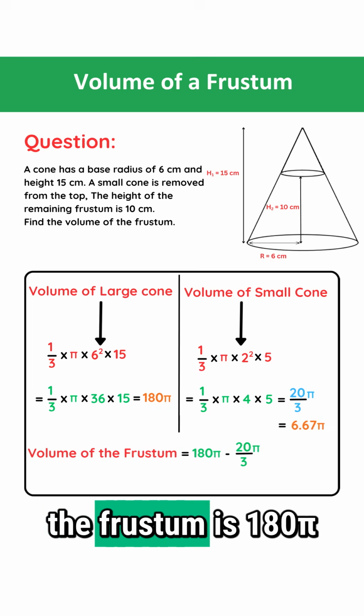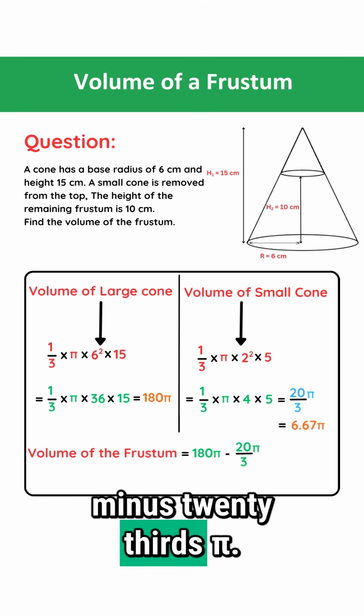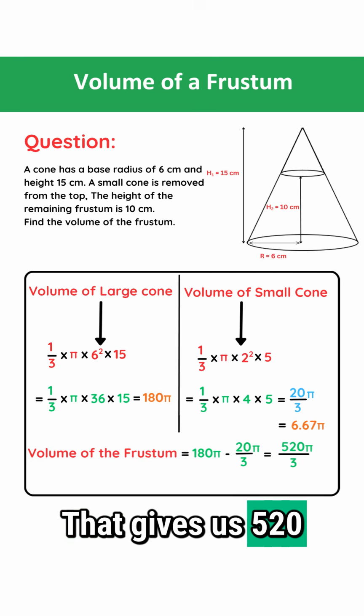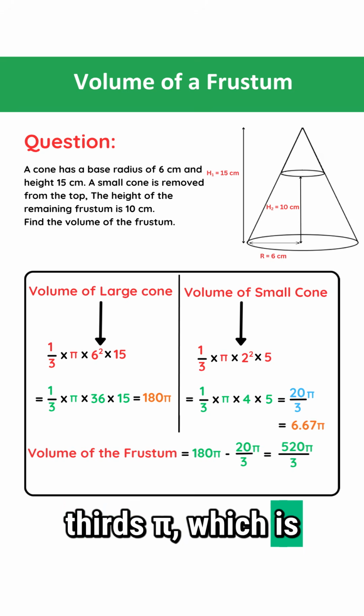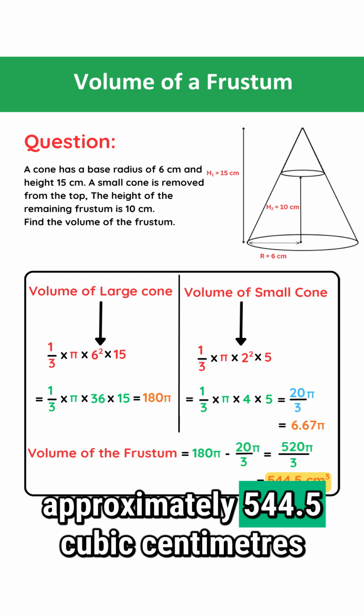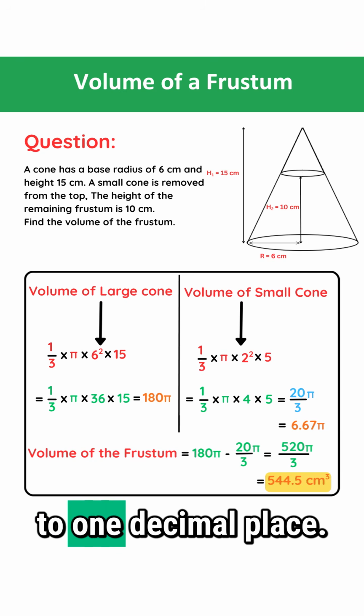So the volume of the frustum is 180 pi minus 20/3 pi. That gives us 520/3 pi, which is approximately 544.5 cubic centimeters to 1 decimal place.